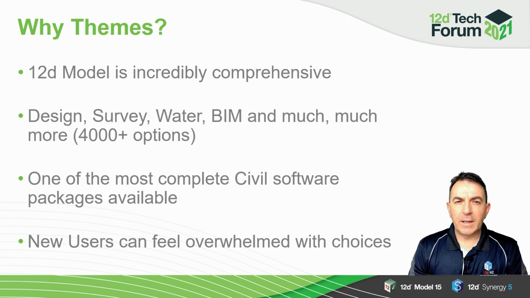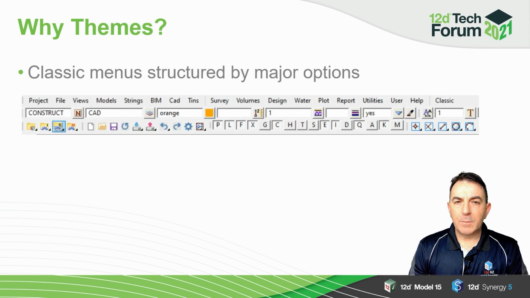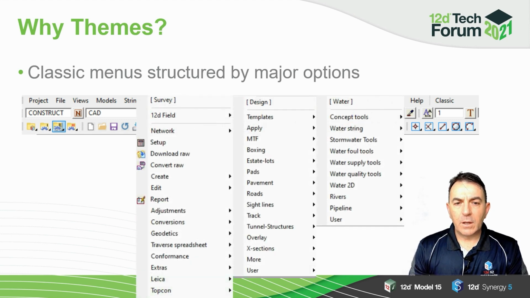One thing we have taken on board though is new users can feel a little bit overwhelmed by all of these different choices that you get and all of these different functions inside 12D. The classic menus, which you guys are all used to, are pretty much structured by these major options, and they go in a vertical format. So like survey and design and water, and what you have fitting all of these functions into the interface and into that vertical field, it can go quite deep.